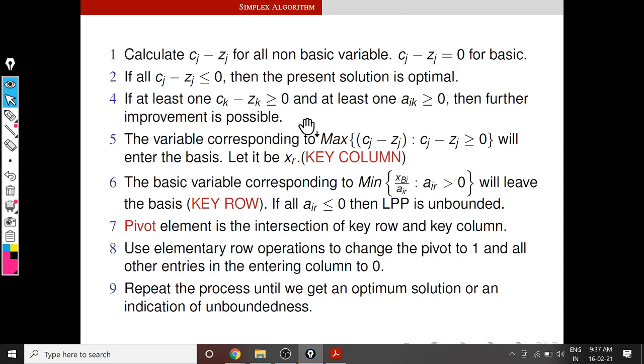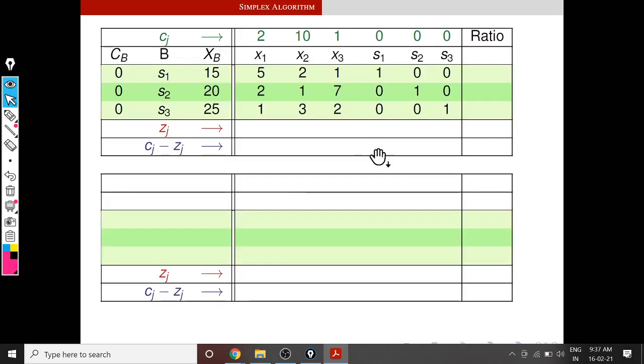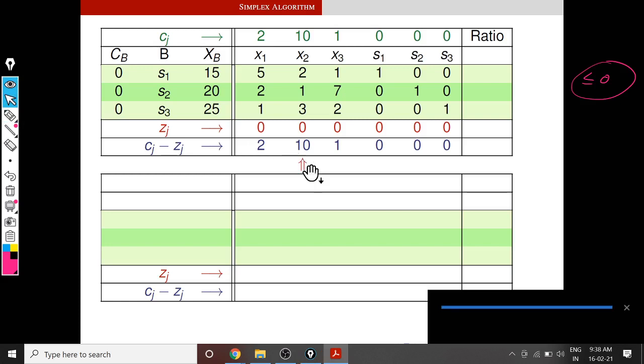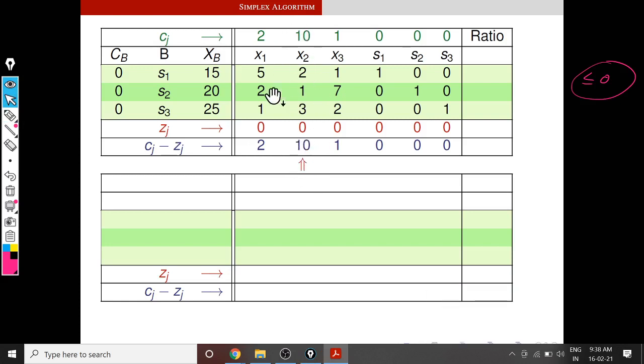Then how do we find the further improvement? You consider the maximum of those. In this case all these Cj minus Zj are positive. If all the entries are less than or equal to 0, then the present solution is optimal, but this is not that case. Here positive entries are there, so we have to choose the maximum. The maximum is 10. So we choose this as our entering variable. So x2 is the entering variable, and this is our pivot column.